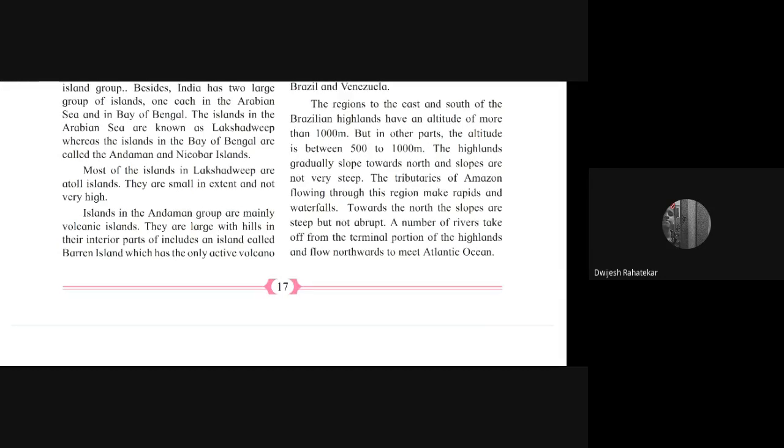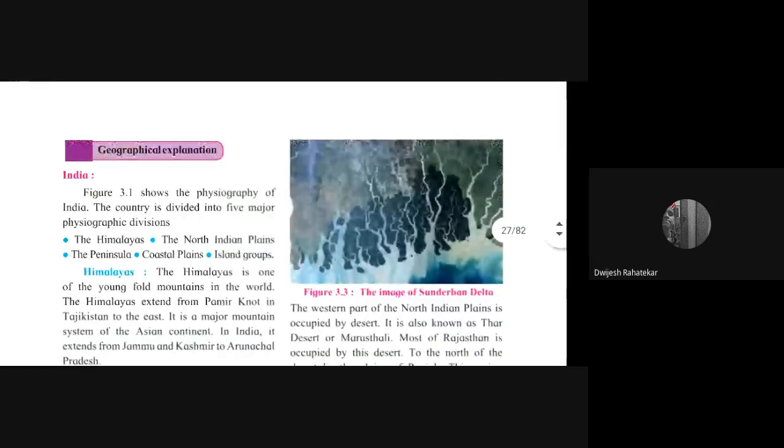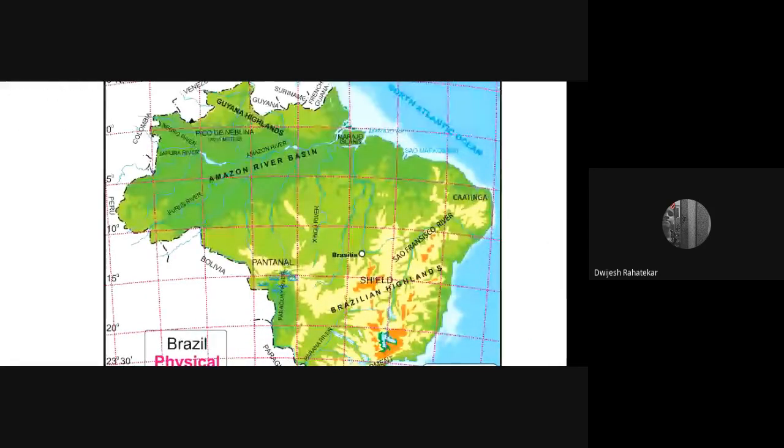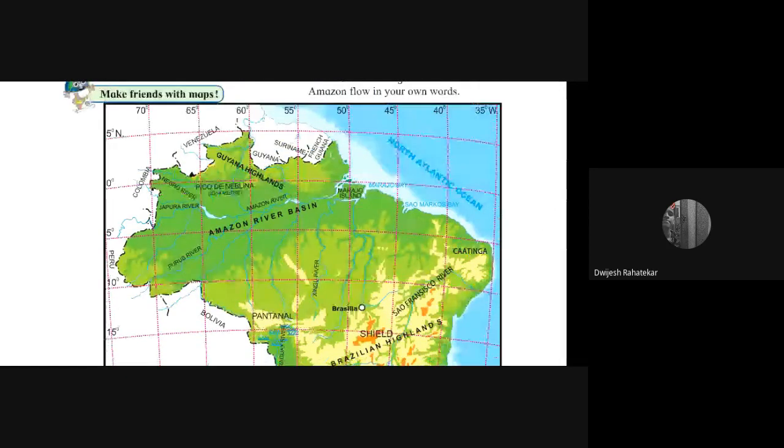A number of rivers take off from the terminal portion of the highlands and flow northwards to meet Atlantic Ocean. See here. Here is the Brazilian highland. So we know if there is highland, then there is a very high rainfall. So if there is a very high rainfall, then many rivers originate from that highland region, and those rivers flow towards the north, and it reaches to the Amazon river, and again that Amazon river meets to the North Atlantic Ocean or Atlantic Ocean.